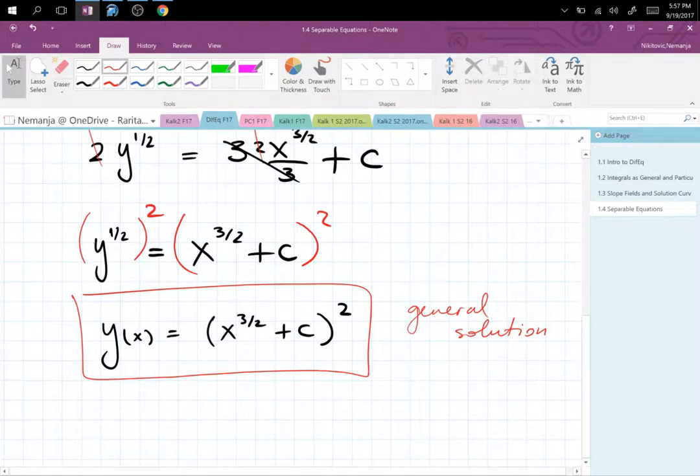If you want to check if this solution is good, you will differentiate and plug everything in and see how this works out.